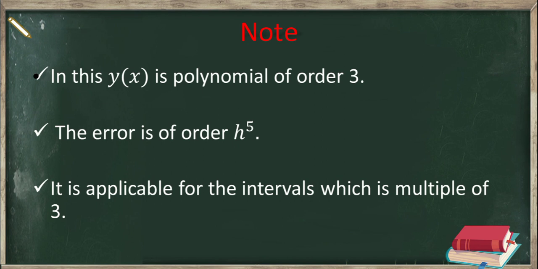Note, in this y of x is a polynomial of order 3. The error is of order h raised to 5. It is applicable for the intervals which is a multiple of 3. So the error is of order h raised to 5, and when we apply Simpson's 3/8, it is applicable for the intervals which is a multiple of 3.